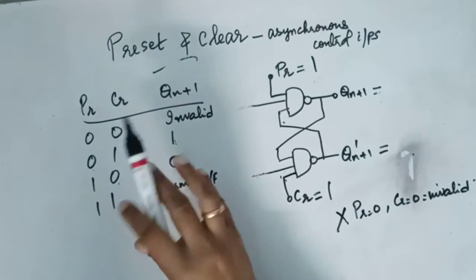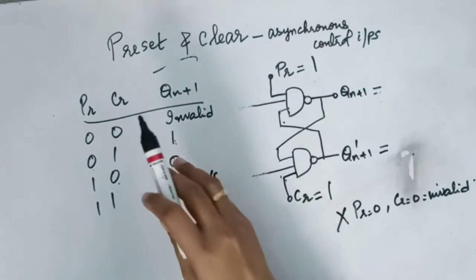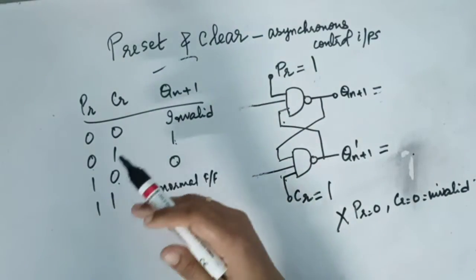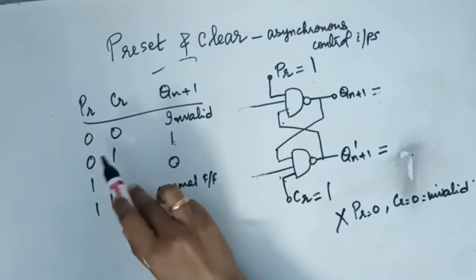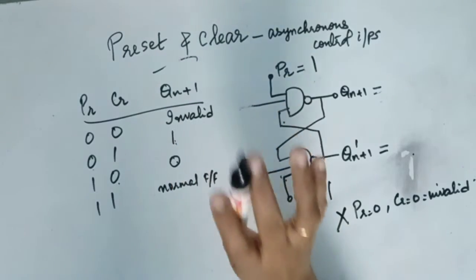If preset or clear is not needed, that is, we don't want to set the output to be 1 or 0, then we'll give preset and clear equal to 1. Preset 0 and clear 0 is not used. Never give preset equal to 0 and clear equal to 0. What the output will be, we cannot predict.